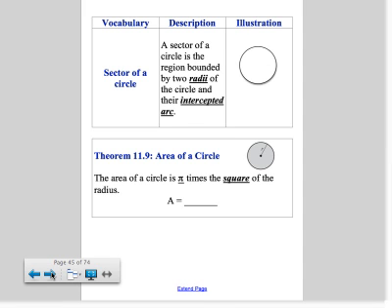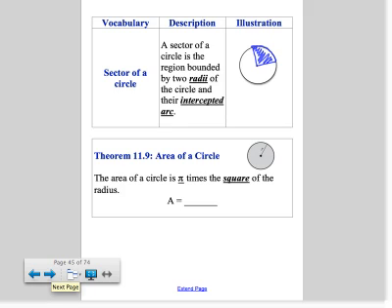So a sector is very simply the region bounded by two radii of the circle and their intercepted arc. In other words, if I'm looking at this circle here and I draw in two radii, yesterday we said, hey, this is arc length right here. Today we're looking at the area of this whole piece right here. Like a slice of pie is one way of thinking about it.